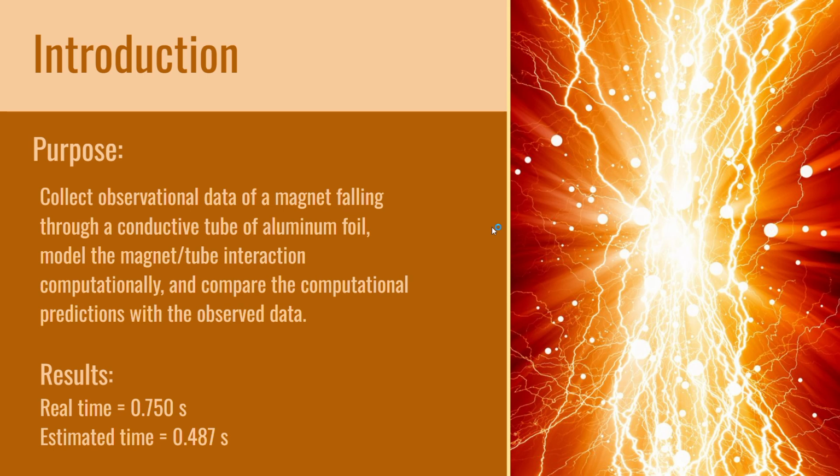So to start with our introduction, the purpose was to collect data of a magnet falling through a tube of aluminum foil and then to model that situation and compare the computational predictions with our observed data. For a sneak peek at the results, the real time was 0.75 seconds, the estimated time was 0.487 seconds, and that can be explained through some of the physics.